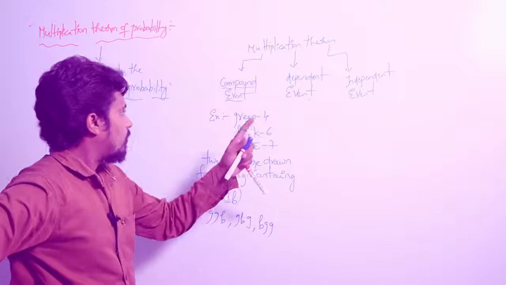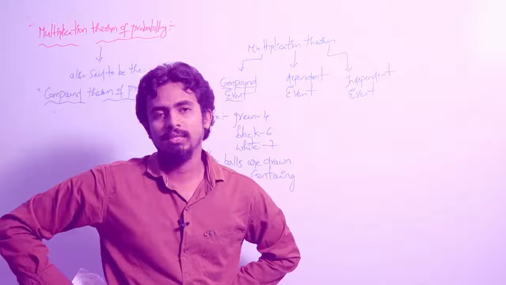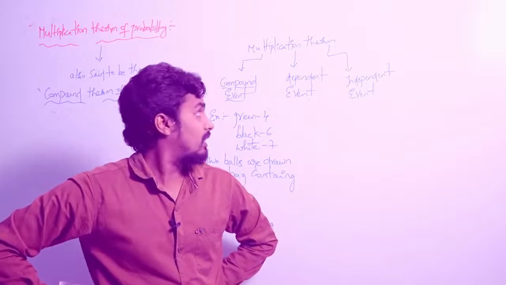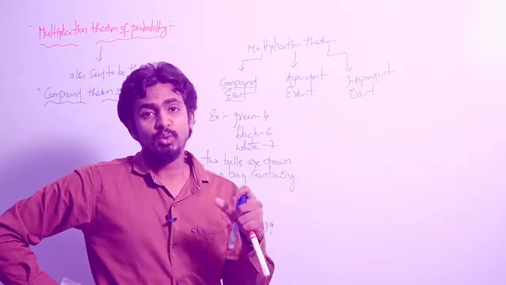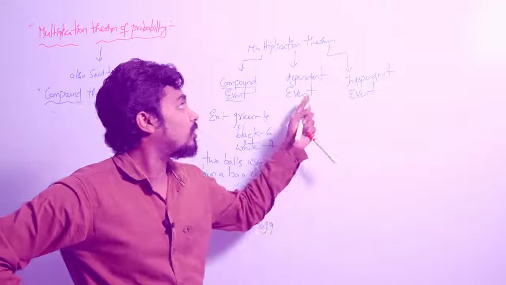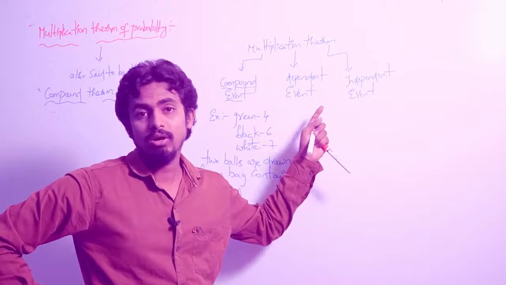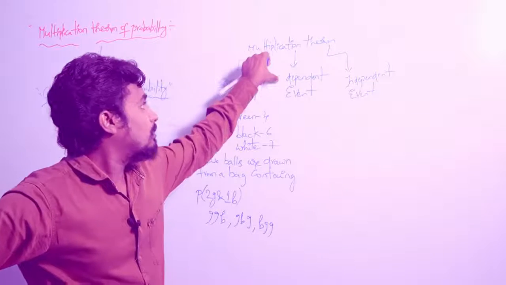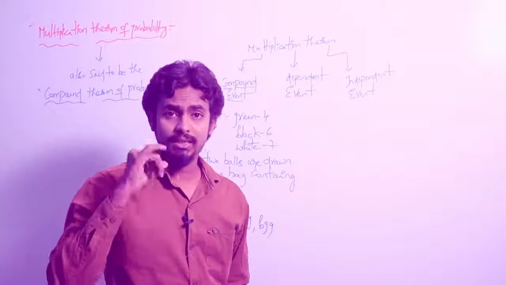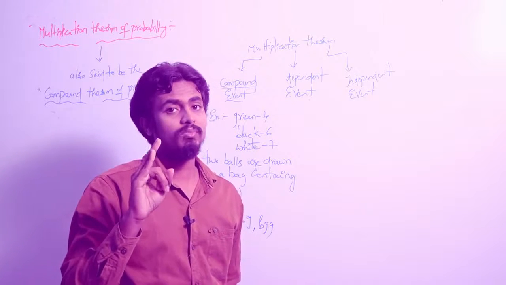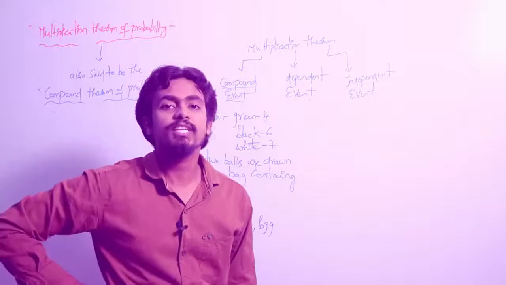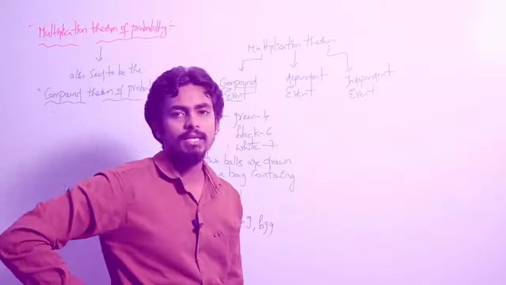Now let's see the dependent event. The dependent event means if you take from the cards, if you want to take a spade, and as well as if you want to take a card, similarly that will be said to be the dependent event. That means in a pack of cards, the spade as well as the card will be there in the group of cards. Hence they will be dependent on each other. Hence it will be said to be the dependent event.